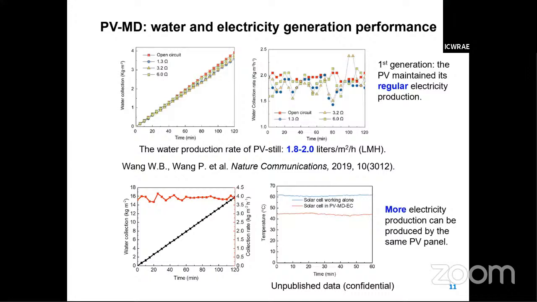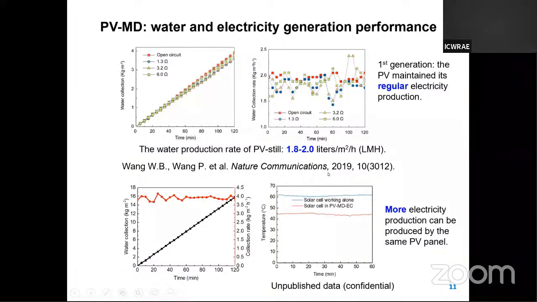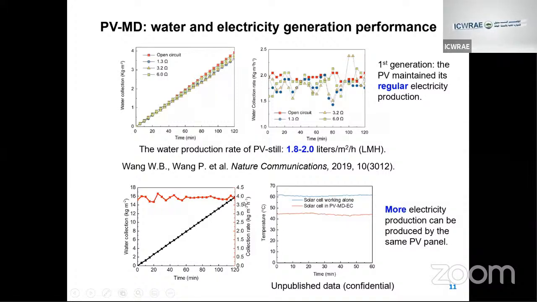I have good news to share with you, that we have significantly improved both the water and the electricity generation performance of the PVMD in the past 2 years. You can see from this figure on the bottom left, one of our latest devices is able to produce fresh water at a rate of 4.0 LMH, which doubles the one we reported in 2019.